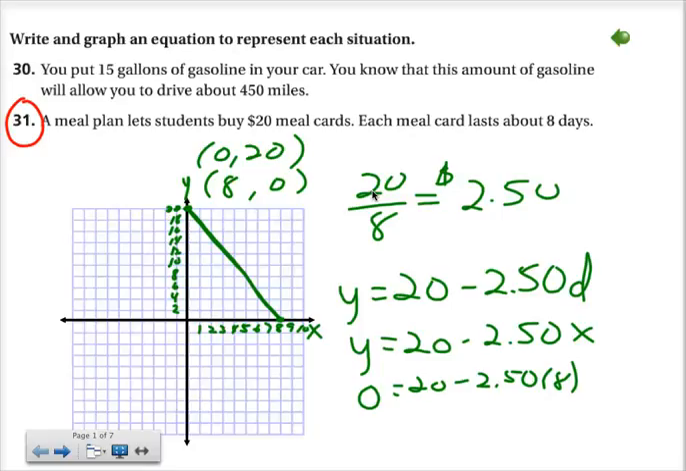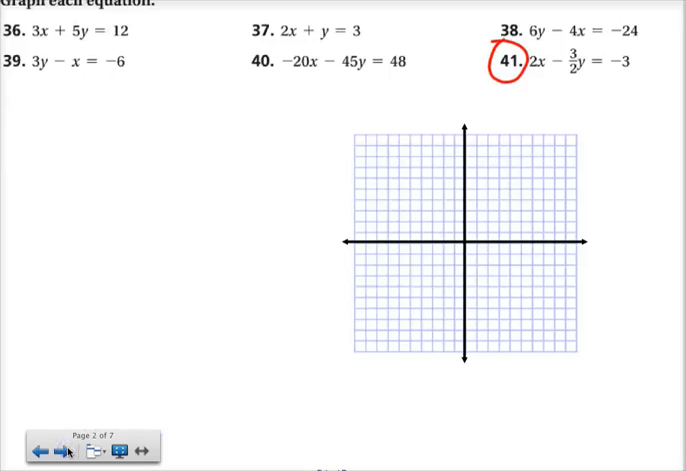And we should probably make sure that we're putting on there that this is meal cards, and this is days, and this is money. Make sure we have all those nice labels on there. The next one I thought people might ask about was 41.